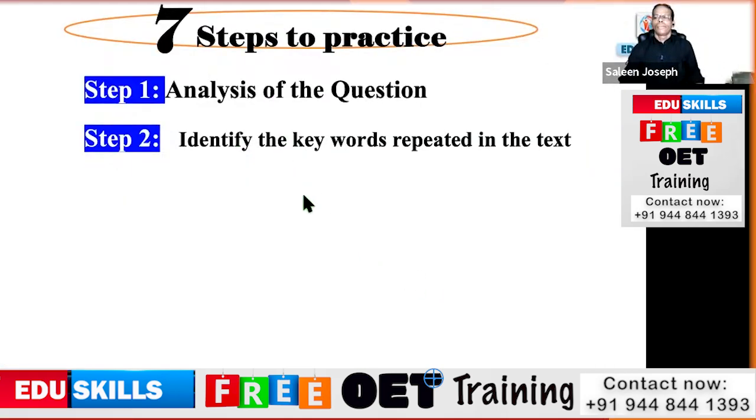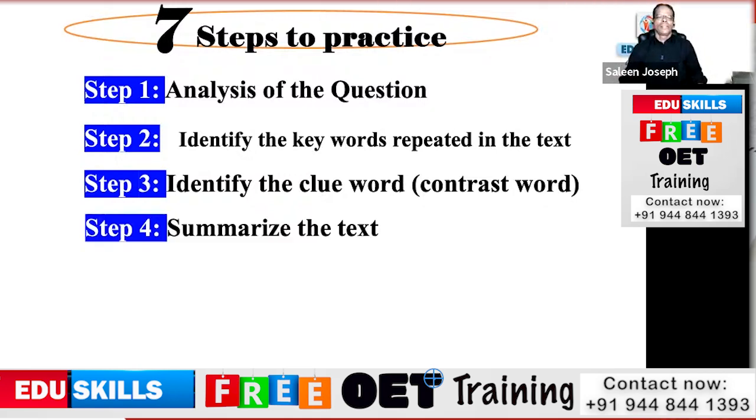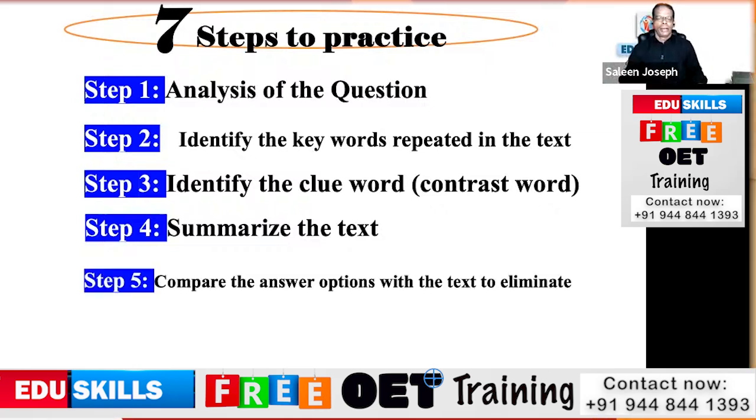Step 1, analysis of the question. Analysis of the question basically simply means, understand the question. Step 2, identify the keyword repeated in the given text or paragraph. Step 3, identify the clue word. Step 4, summarize the text. This has to be done in the initial stages. You have to summarize the text or the paragraph in your own words. Try to write down the sequence, the structure of the paragraph.